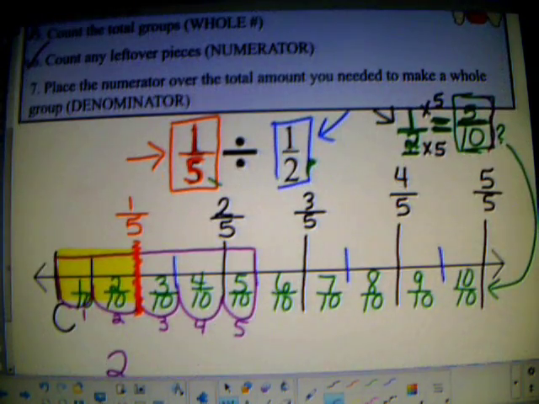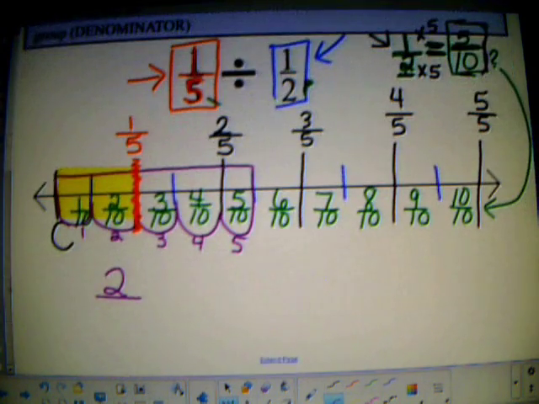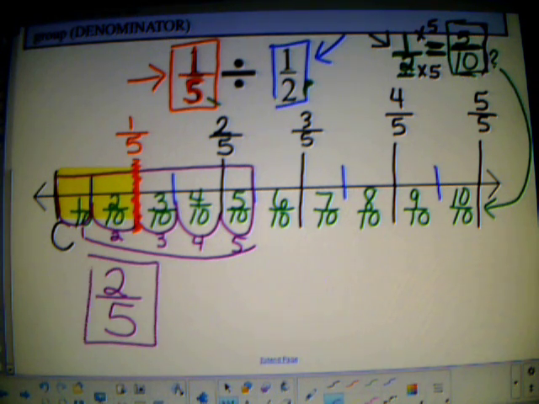Step number 7, place the numerator over the total amount you needed to make a whole group, and that will be your denominator. I needed a total of 5 to make a whole group. So my denominator is 5, and that is my answer. I can now check my work.